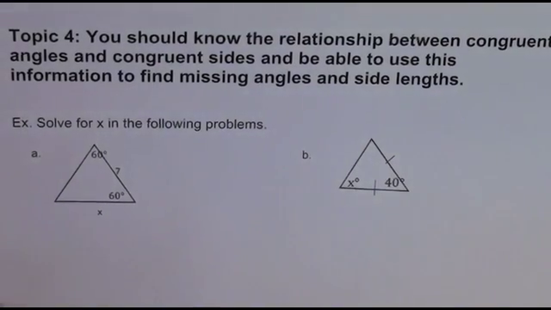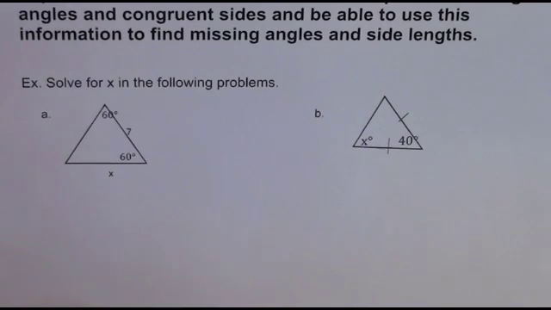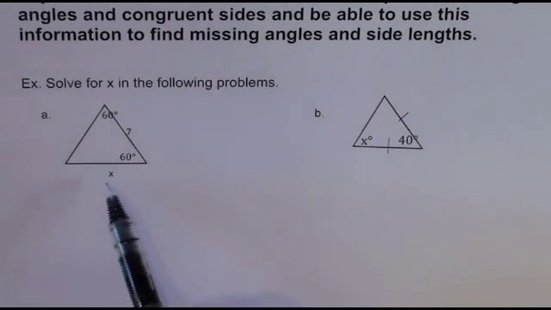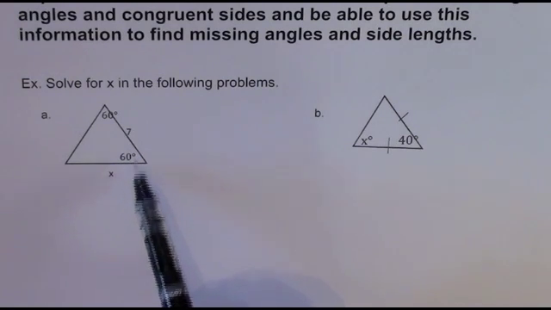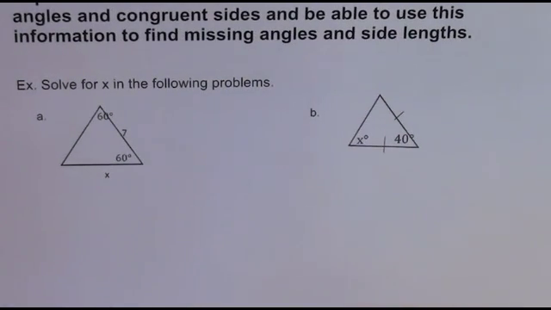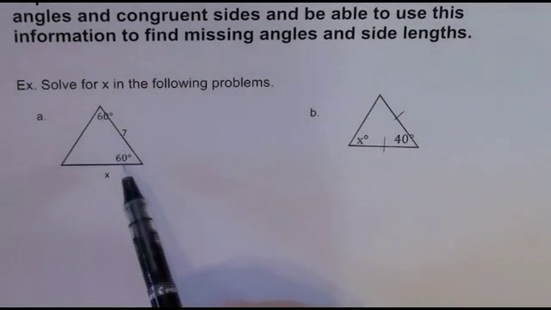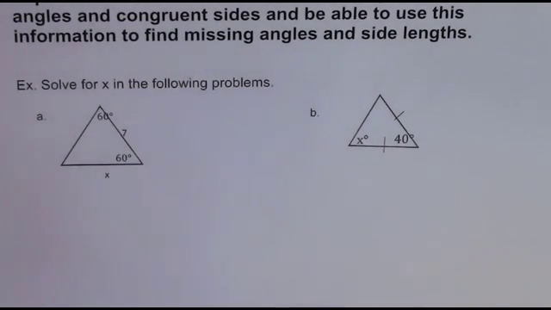So let's look at the first example. Solve for x in the following problem. We have a triangle here. X is at the bottom. We have 2 60-degree angles and a side length of 7. So what we need to know, right now there are 2 congruent angles.